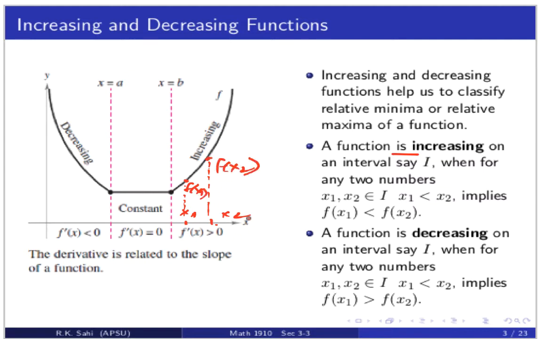So if you take two values in an interval where one value is less than the other, their function values also obey the same format. That means f of x1 is strictly less than f of x2.